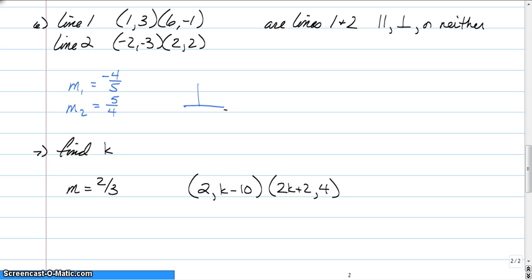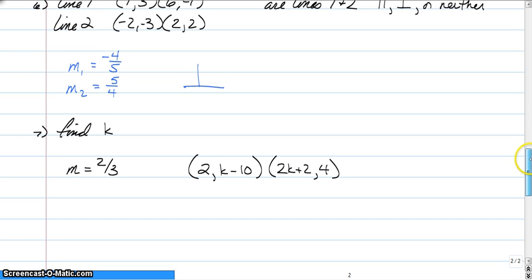So that's all you have to do. If they were the exact same slope, you'd call them parallel. If they were neither, you would just call them neither. All right, number 7.